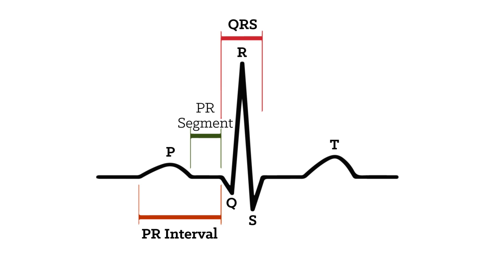The T wave represents repolarization of the ventricles. Going back to atrial repolarization, remember that this cannot be seen because it is buried within the QRS complex.